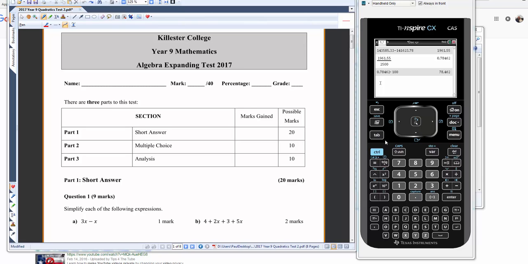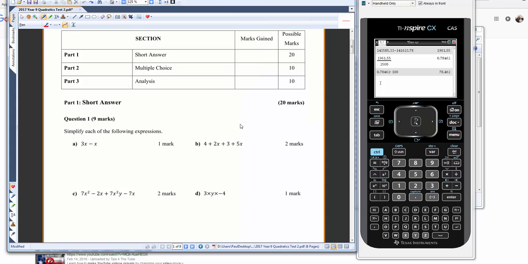Here's the solutions to the algebra expanding test. So let's work the problems. For question A, we've got 3 lots of x, take away 1 lot of x, that equals 2 lots of x. For this one here, we've got some unlike terms, so 4 plus 2x can't be added together, so we're going to pick the x terms out and add them. That's 2x plus 5x, that's 7x, and 4 plus 3 is 7.